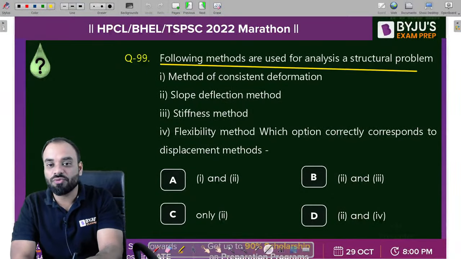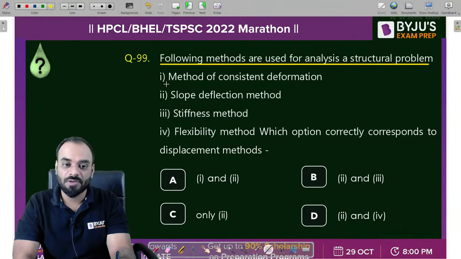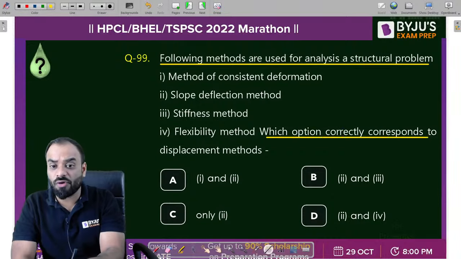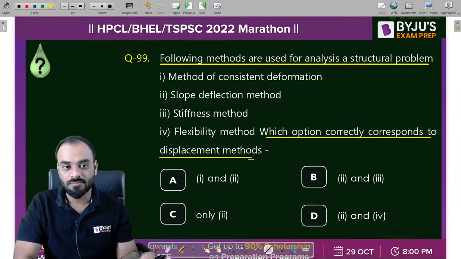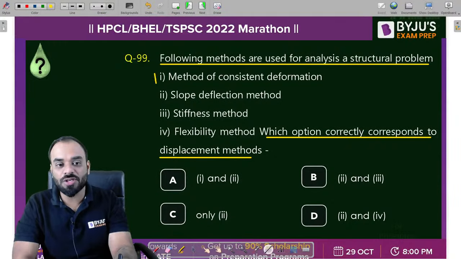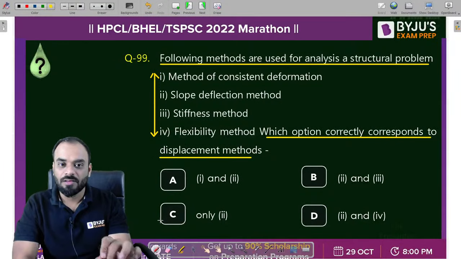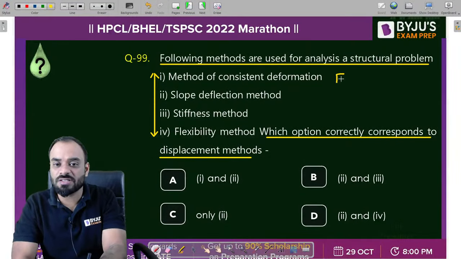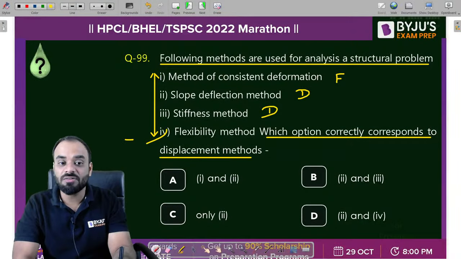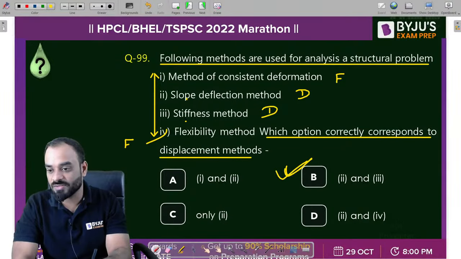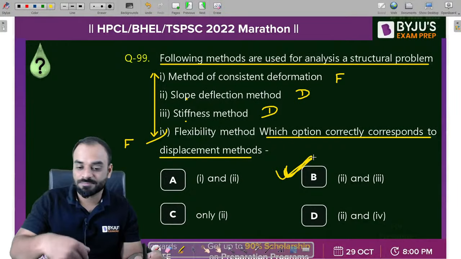Following methods are used for the analysis of a structure problem, right? Which of the following options is correct as per the displacement method? We know that, guys, consistency deformation is a force method. Slope deflection method is a displacement method. Stiffness method is a displacement method. Flexibility method is a force method. So 2 and 3 are the correct answer. That means B is the correct answer.